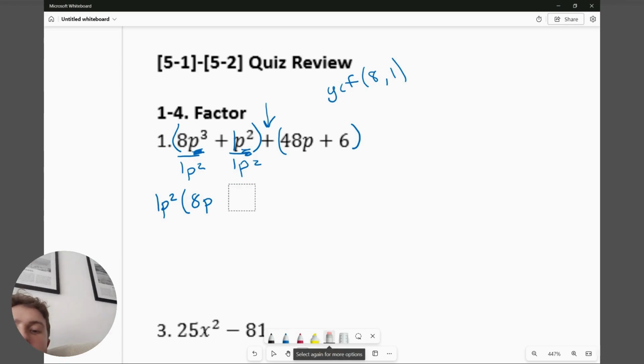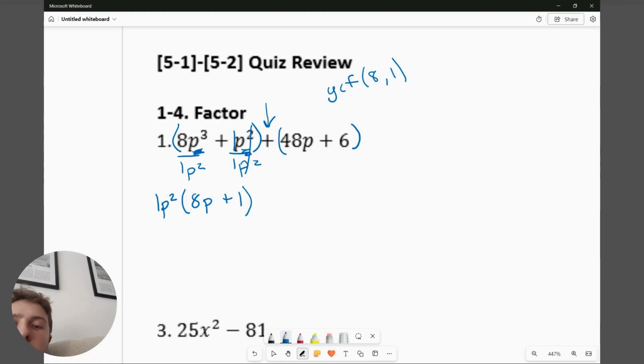So when you go through this, you want to start dividing it out. 8 divided by 1 is 8. P cubed divided by p squared. You're dividing variables, so subtract your exponents. 1p squared over 1p squared, something divided by itself is 1. The p squareds cancel, just giving us 8p plus 1 on the inside. Divide the second one by whatever the GCF is that Desmos tells you. And remember, if you do this correctly, your parentheses should match.